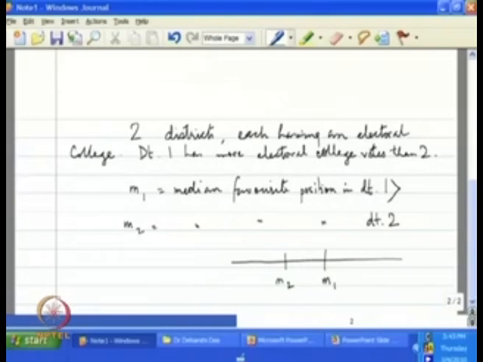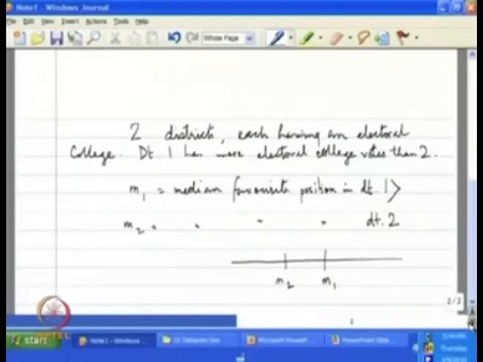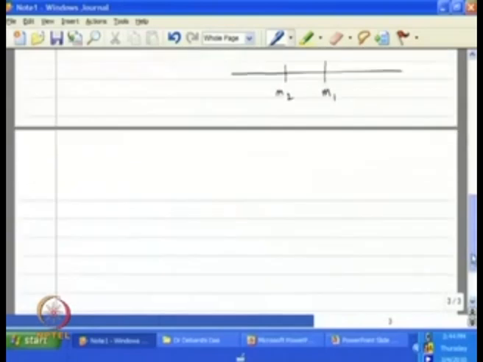Question is, what is the Nash equilibrium in this game? By the way, if in a district the two players get the same number of votes, half of the voters are voting for player 1 and half for player 2, then the electoral college votes of that district are equally divided between these two candidates. Otherwise, if I get even a little bit more than half, more than my rival, then I get all the electoral college votes of that district. So, what is the Nash equilibrium?